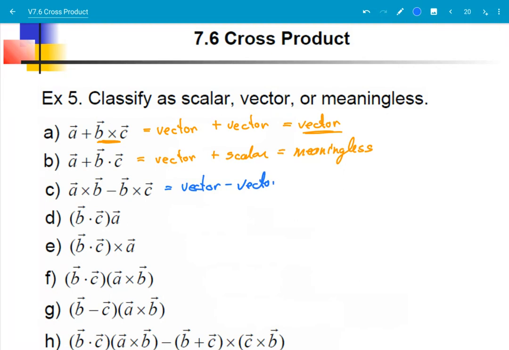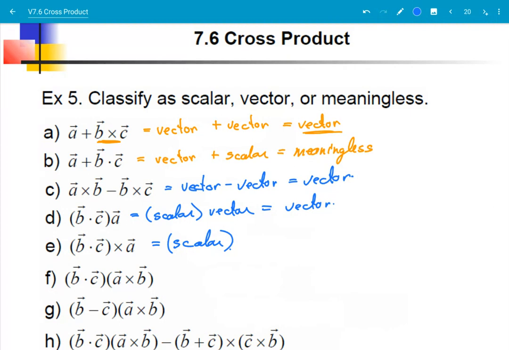Cross products are vectors. Can we subtract vectors? Sure, we get a vector. So in the bracket, we have a scalar times a vector. Can we multiply? Yes, we get a vector. This is a scalar in that bracket. And the bracket means we have to do it first. Crossed with a vector. Nope, we can't cross. We can only cross vectors, so this is meaningless. Okay, pause and try a few more.